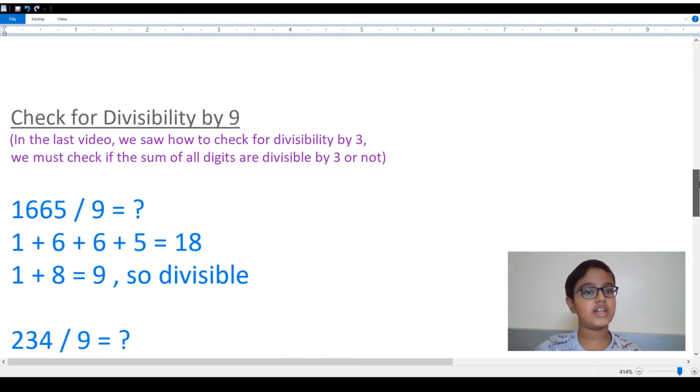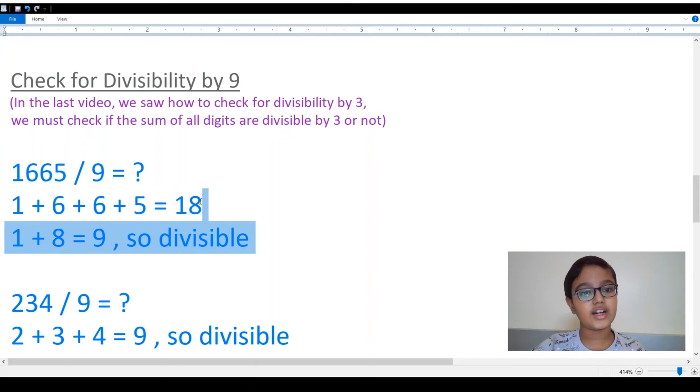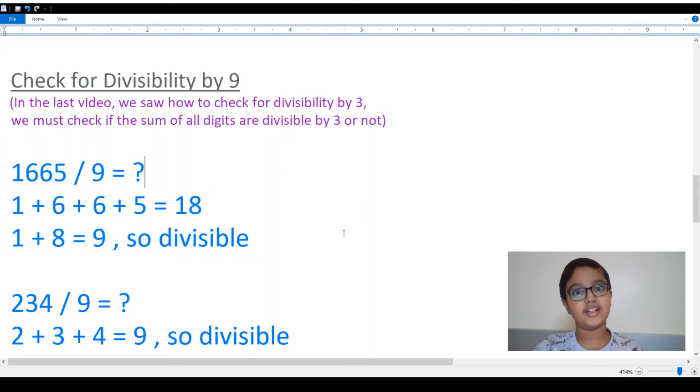Now let's learn how to check any number for divisibility by 9. In the last video, we learned how to check if any number is divisible by 3. We add up all the digits and check if that sum is divisible by 3. Here, we will have to add up all the digits and then add up all the digits of the answer and then continue doing that until we get a single digit number. And if that single digit number is 9, the number is divisible by 9.